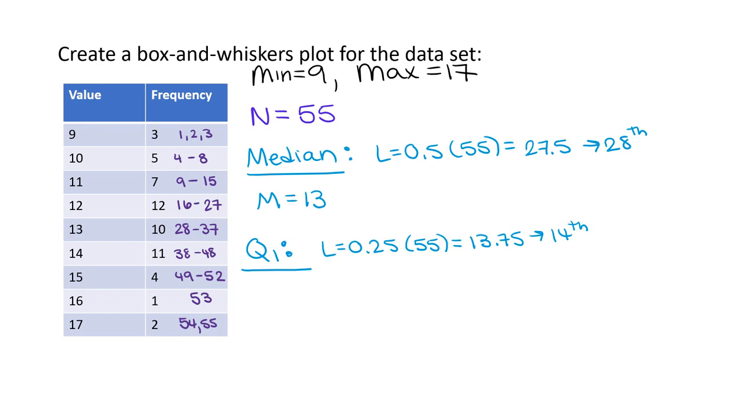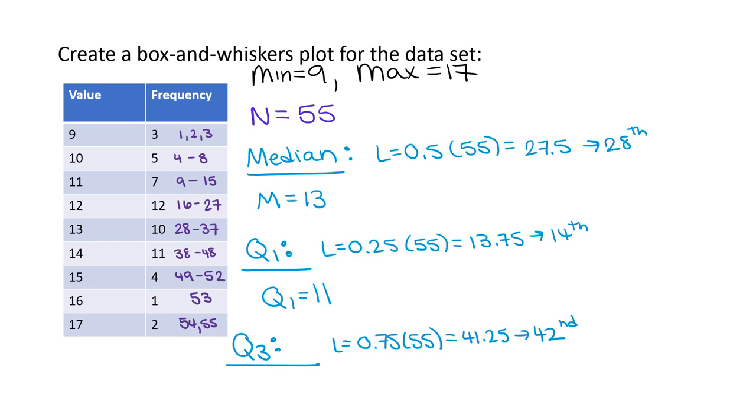Now let's find our quartiles. Q1, for the locator, we're going to do 0.25 times 55. I got 13.75. Again, it's a decimal, so we round up. So the 14th value is Q1. And so this is where all these numbers are going to help me. Where is the 14th? Right here in 9 through 15. So the 14th data point has a value of 11.